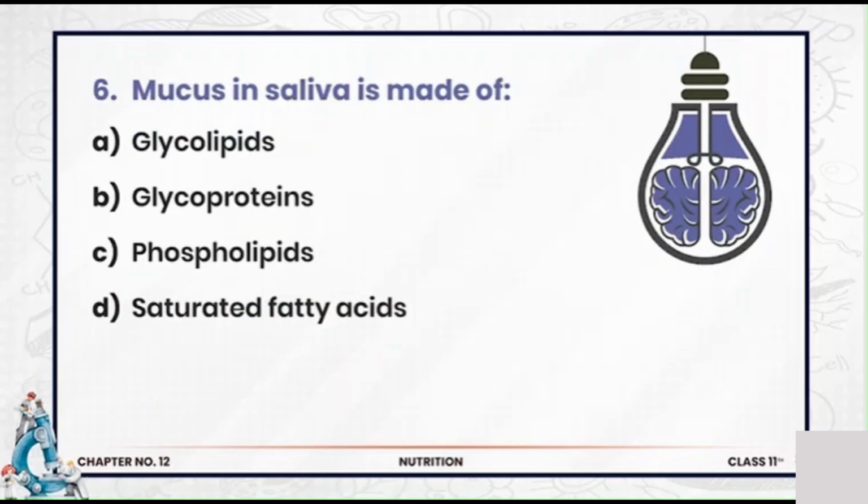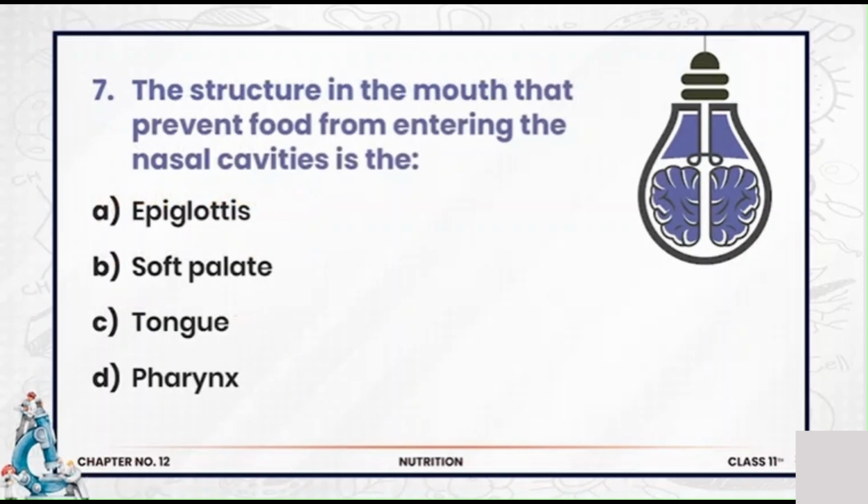Number 6, mucus in saliva is made up of alpha glycolipids, beta glycoproteins, Charlie phospholipids, and delta saturated fatty acids. So the correct answer is beta, that is glycoproteins. Number 7, the structure in the mouth that prevents the food from entering the nasal cavities is alpha epiglottis, beta soft palate, Charlie tongue, and delta pharynx. So the correct answer is beta, that is soft palate.